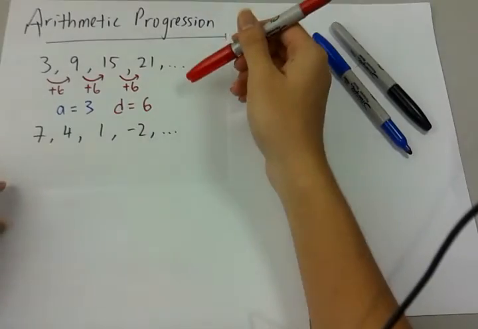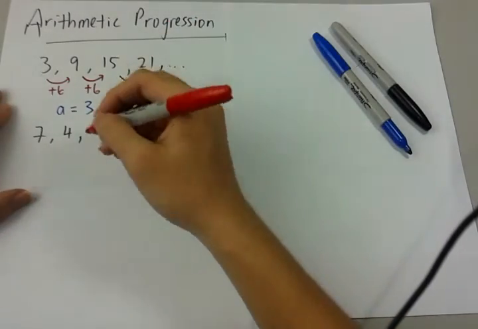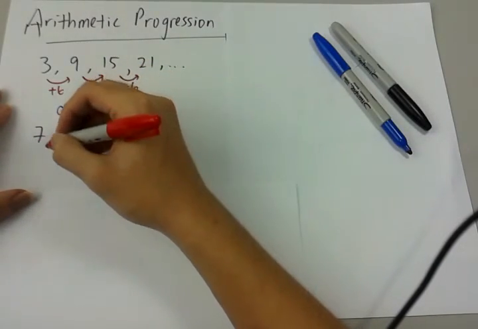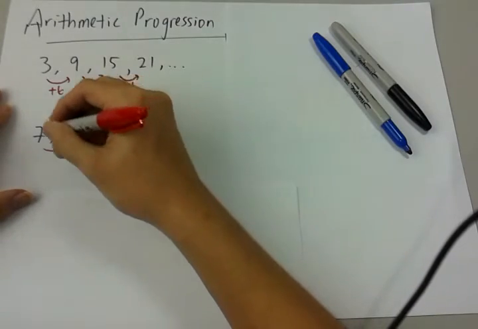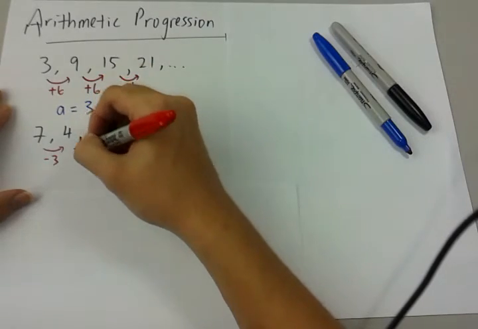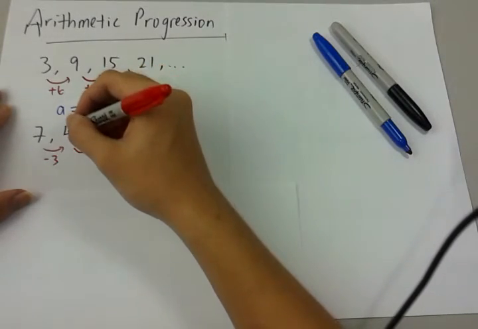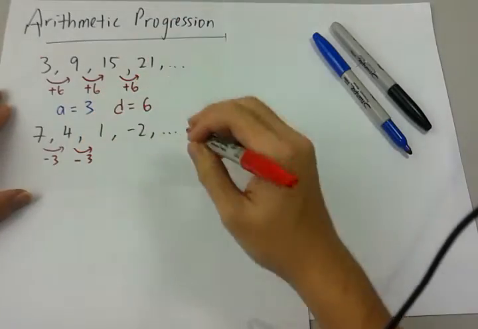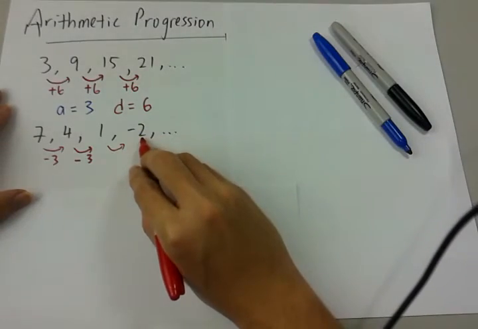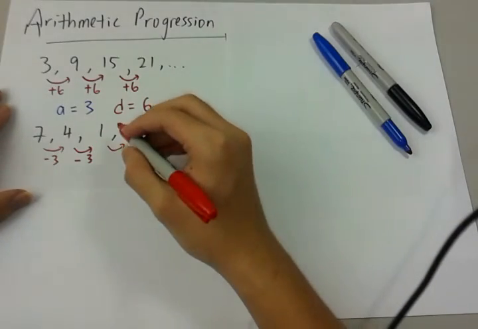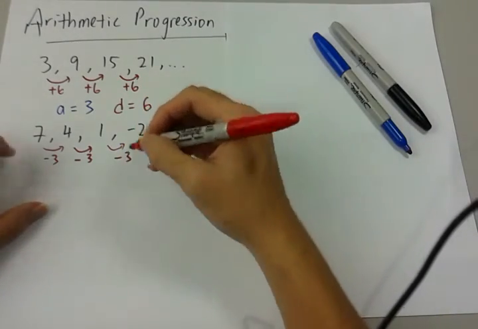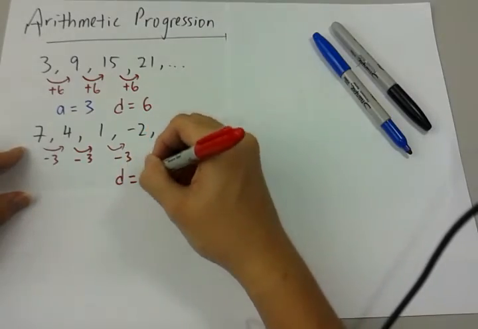It also works for descending order. As you can see, 7 to 4. What is the common difference? We take 4 minus 7, we get negative 3. Remember, always take the next term and minus the previous term to get the common difference. Take the next term, negative 2, minus the previous term, 1. So negative 2 minus 1, we get negative 3.